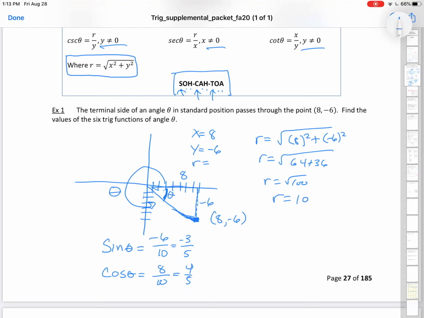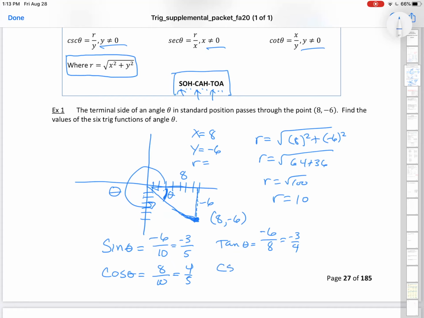So notice that the sine is negative and the cosine is positive. We got tangent of theta. What is that supposed to be? Tangent's opposite over adjacent, or tangent is y's over x's. So opposite over adjacent, so negative 3/4.